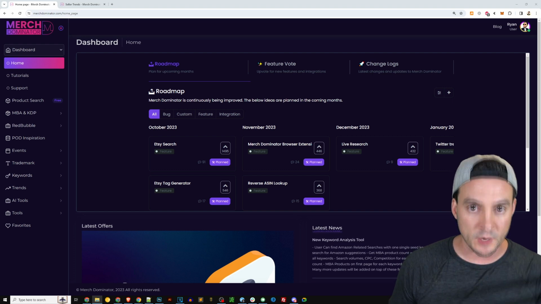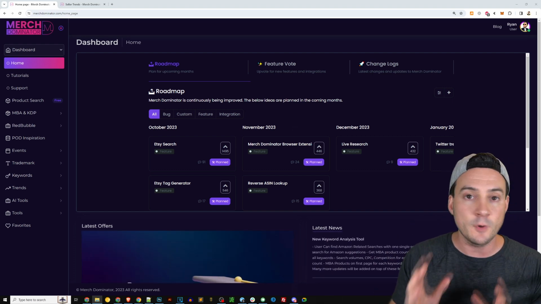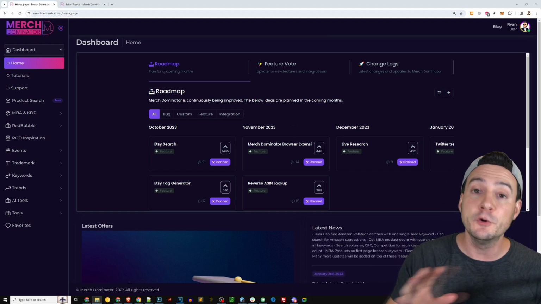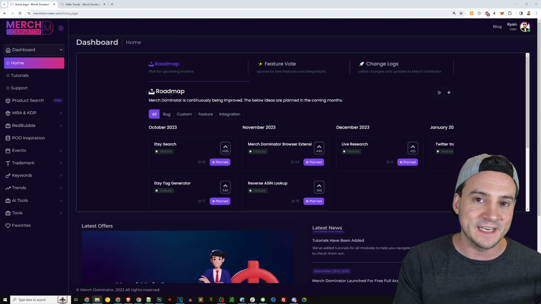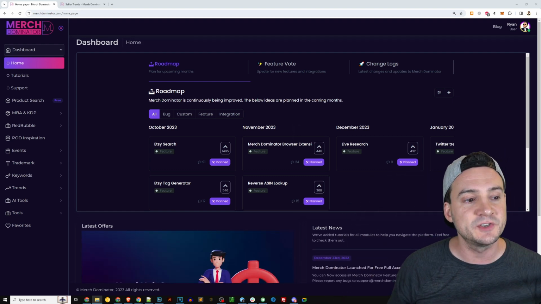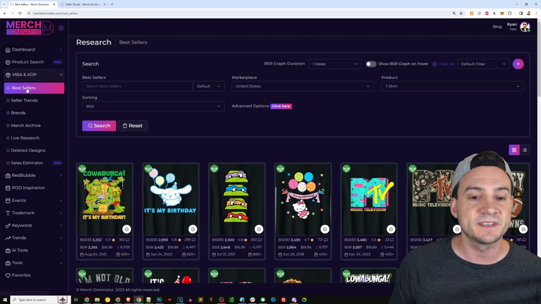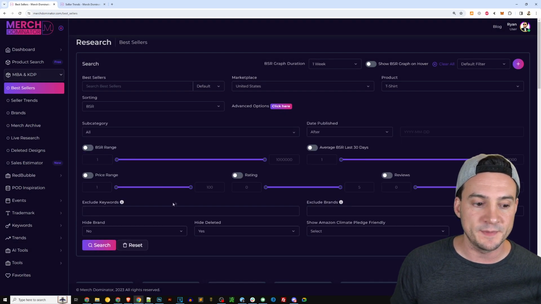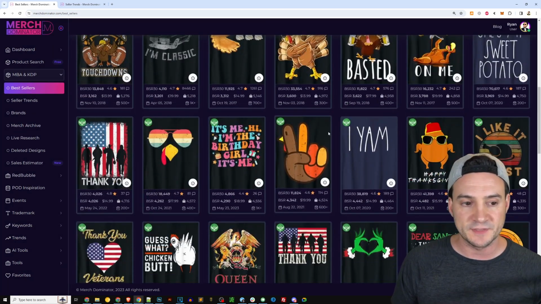So the first thing I want to show you guys is the core functionality in my mind that most people are going to find useful that's unrelated to identifying upcoming trends. It's a great way of validating current trends though, and that is to go to MBA and KDP on the left-hand side and then clicking best sellers. Now, I always like to open up advanced options and change hide brand to yes. This way it filters out the protected brands.